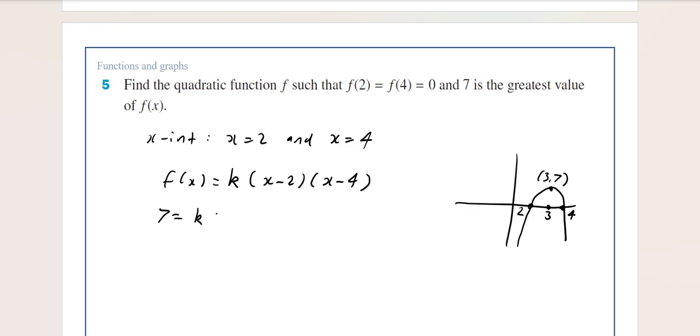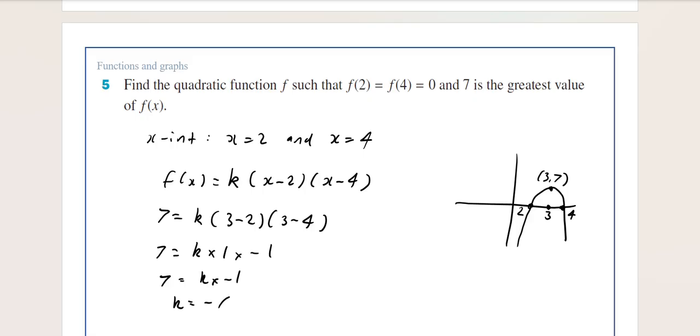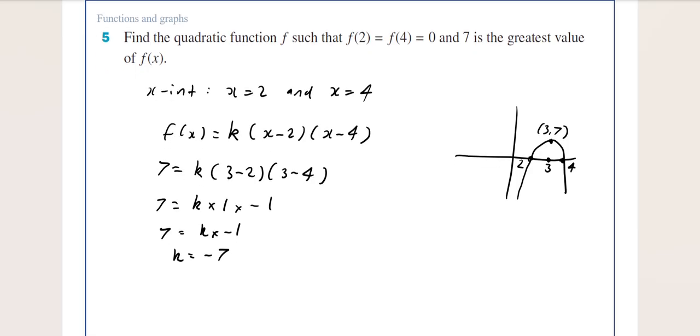So we can say 7 equals k times (3 minus 2) times (3 minus 4). It goes through the point (3, 7). That's one point we can use to figure out what the value of k would be. So 7 equals k times 3 minus 2 is 1, and then times 3 minus 4, which is minus 1. 7 equals k times minus 1, and we can figure out k equals minus 7. We're asked to write down what the function is, so the very final step would just be to write that f of x would be minus 7 times (x minus 2) times (x minus 4).